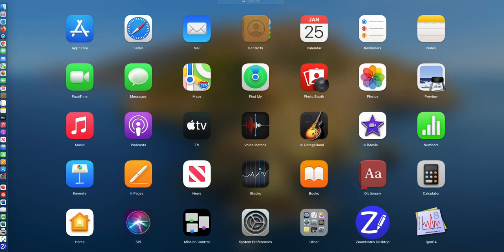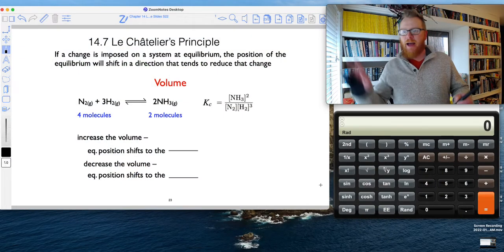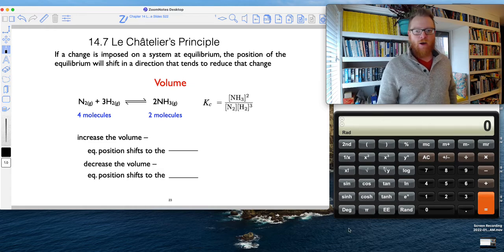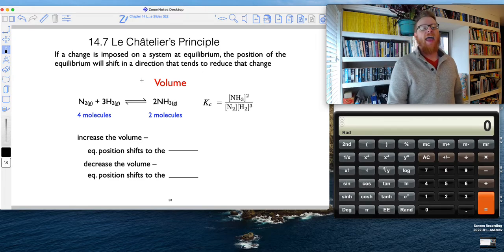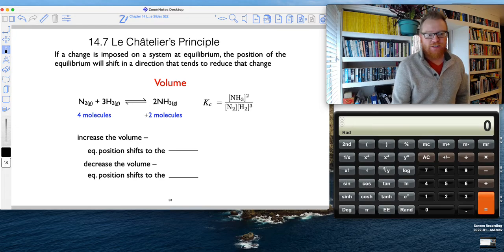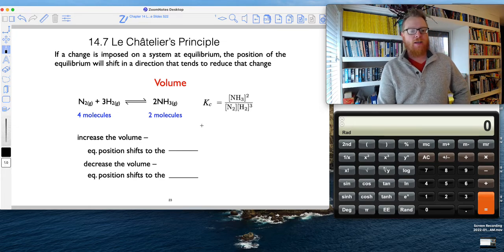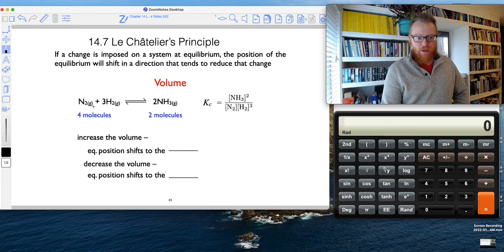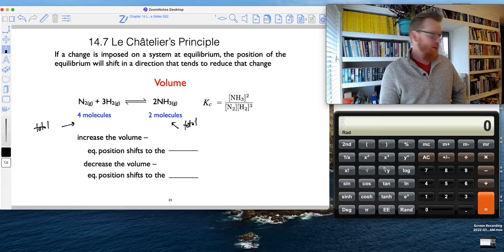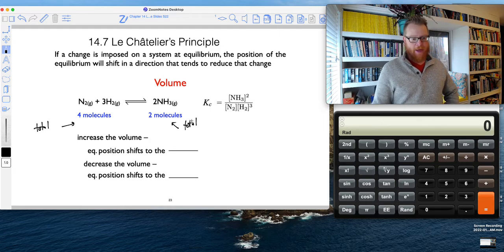I flicked my mouse hot corner by accident. Okay, we're back. There's an easy way to get this volume change correct, and that is when we balance our reaction. For example, I'm back to this Haber-Bosch reaction. We want to keep track of the total number of molecules on one side and the total number of molecules on the other side. So total on this side and total on this side.